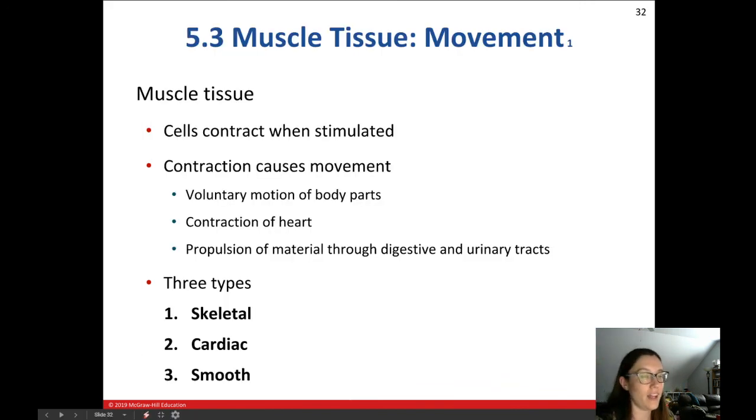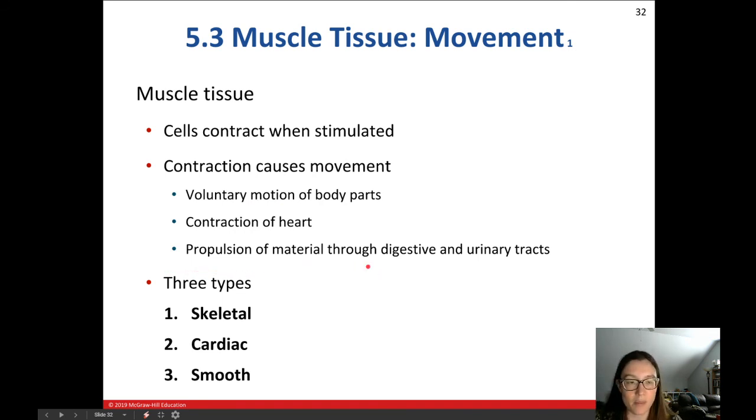So now the last things we're going to talk a little bit about are muscle tissue and nervous tissue. This is just an introduction to these tissues because remember that muscle tissue we'll cover in detail in chapter 10 and nervous tissue we'll cover in detail in chapter 12. Muscle tissue is very unique because it contracts when the cells are stimulated. So we've got our muscle, you can contract it, and that causes movement. This is voluntary motion of the body parts, contraction of the heart, and propulsion of material through the digestive and urinary tracts.